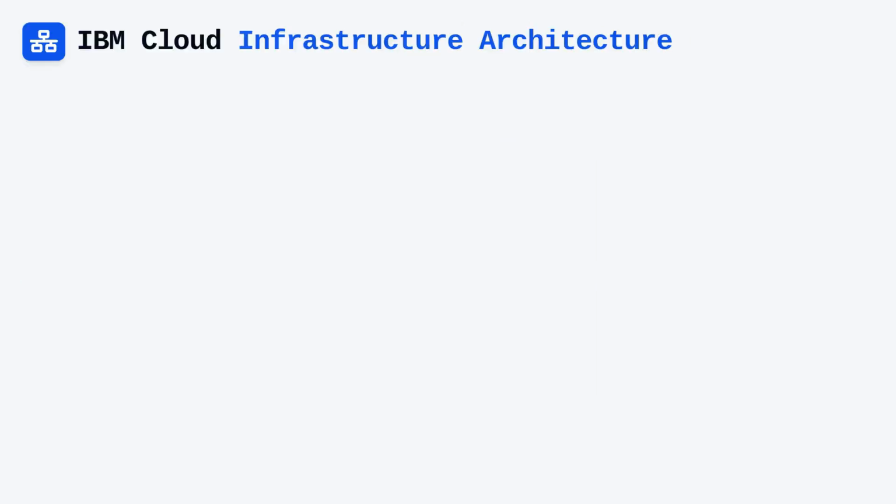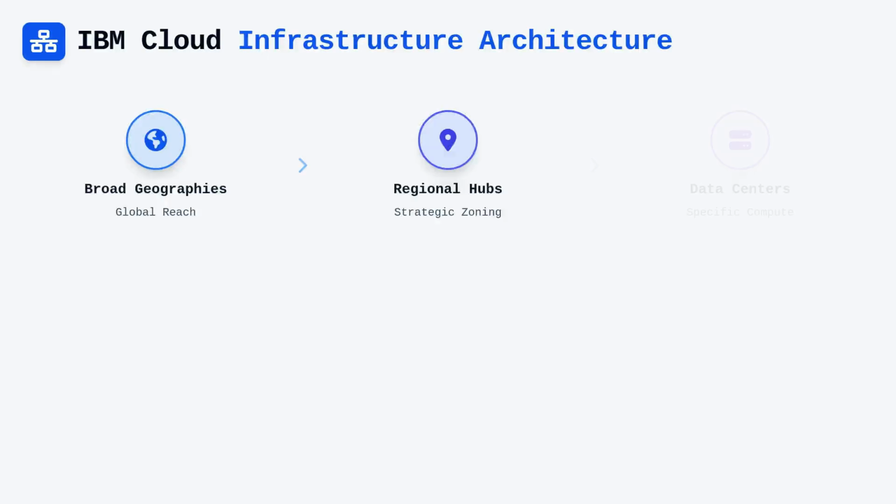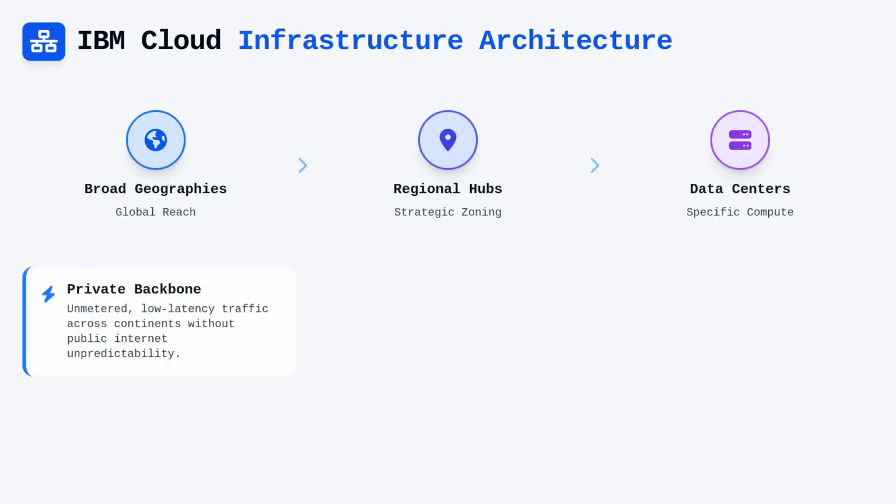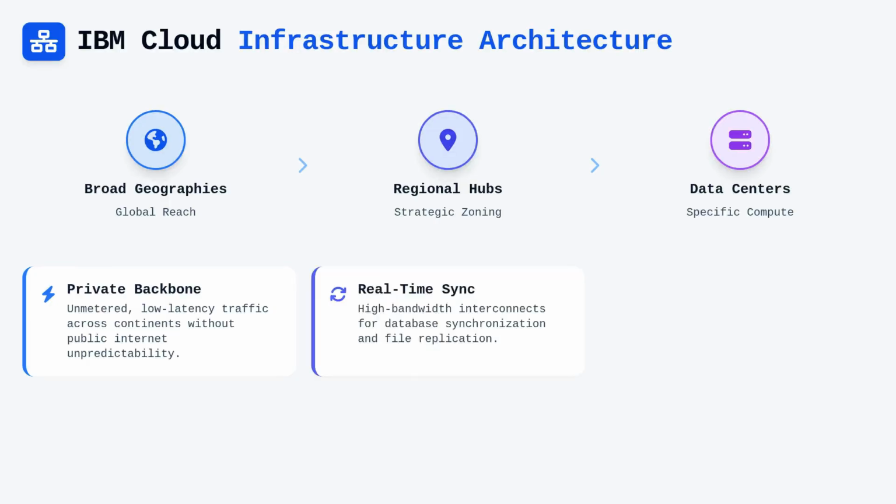The infrastructure is built upon a tiered architecture that moves from broad geographies down to specific data centers, all stitched together by a highly redundant backbone. This private network is largely unmetered, meaning that traffic moving between IBM Cloud data centers across different continents does not suffer from the same latency or cost unpredictability found on the public internet. This high bandwidth interconnectivity is critical for complex, distributed applications that need to synchronize databases or replicate file storage in near real time. Because the network backbone is owned and managed by IBM, it offers a level of predictability and security that third-party routing cannot guarantee.